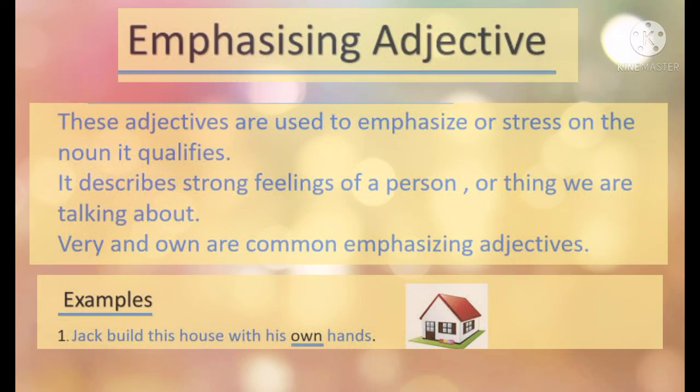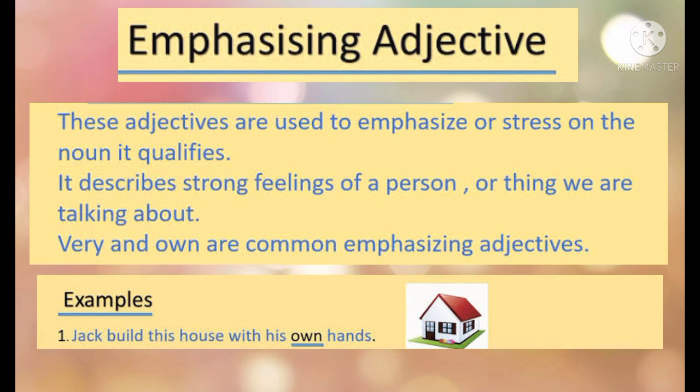Now children, let us see our last 4 kinds of adjectives. The 6th one is emphasizing adjective. Emphasizing adjectives are used to emphasize or stress on noun it qualifies. It describes strong feeling of a person or thing we are talking about. And very and own are common emphasizing adjectives. For example, Jack built this house with his own hands.